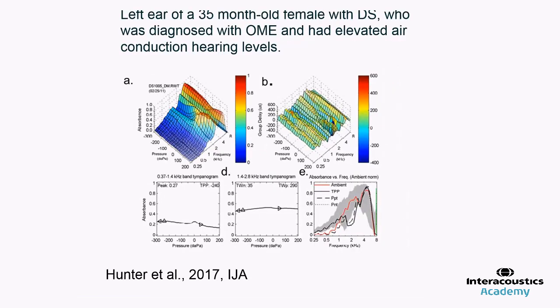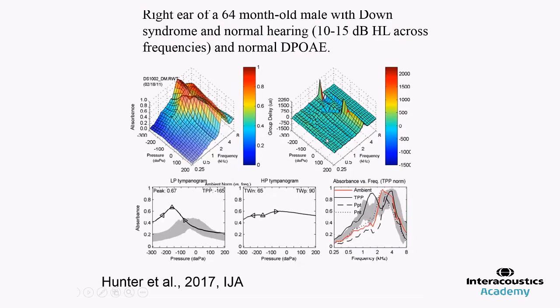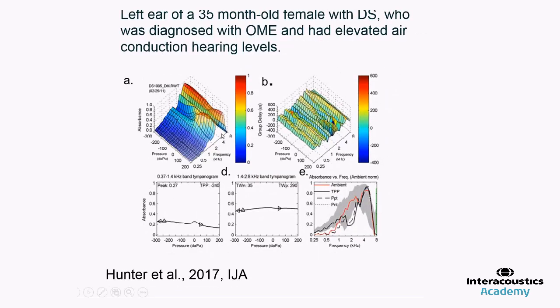This then is a little girl, a 35-month-old girl with Down syndrome who was diagnosed with OME and had a conductive hearing loss. And what you can see is that her tympanogram is shifted to higher frequencies. So in comparison to the boy that I showed previously, she has much lower absorbance in the mid-frequency range, and her average tympanogram is nearly flat for both the low and the high frequencies. And then if you look at her ambient and TPP recordings, we have very low absorbance, especially for the TPP recording in the mid-frequency range.